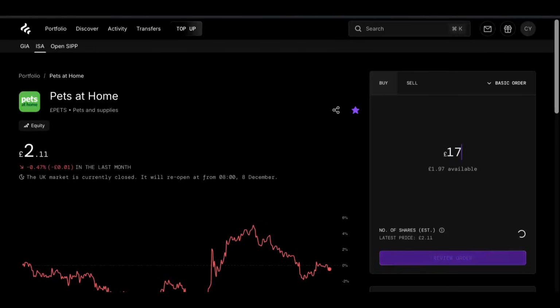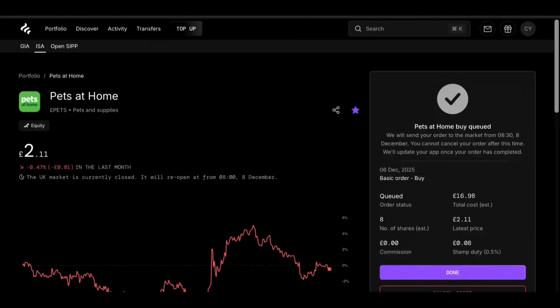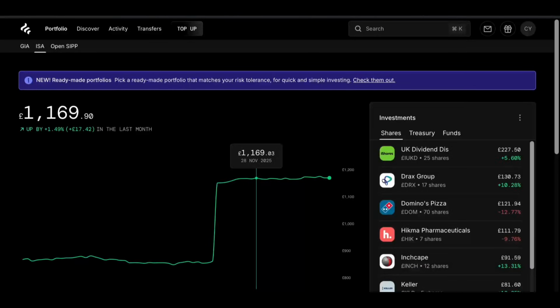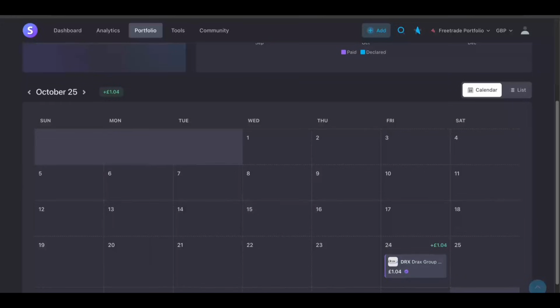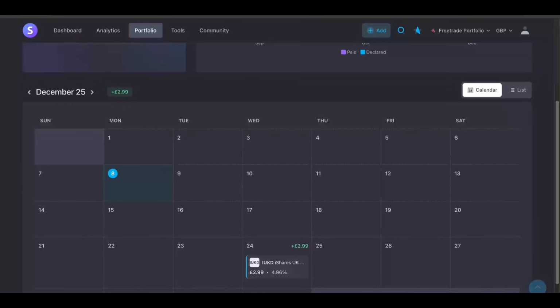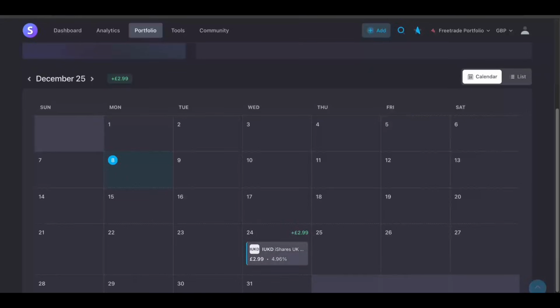And I'm going to end up adding a total of 8 shares to my position, and this is going to cost me around £16.98. This now brings my new position size to 41 shares. Now, let's take a look at how the portfolio is shaping up over on Snowball Analytics. As we can see, in October, I made £1.04 from Drax Group, but in November, I didn't actually receive any dividend payments. But in this upcoming month, I'm going to have my biggest dividend of the series so far, as I'm going to be receiving £2.99 on Christmas Eve from my IUKD ETF.